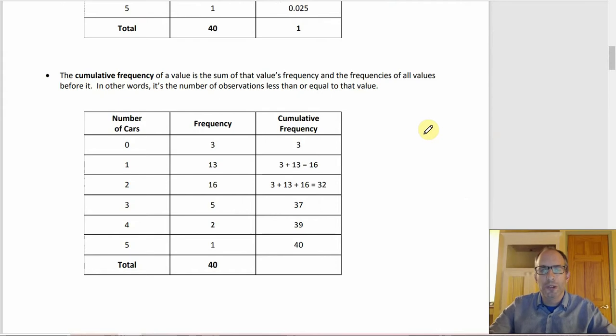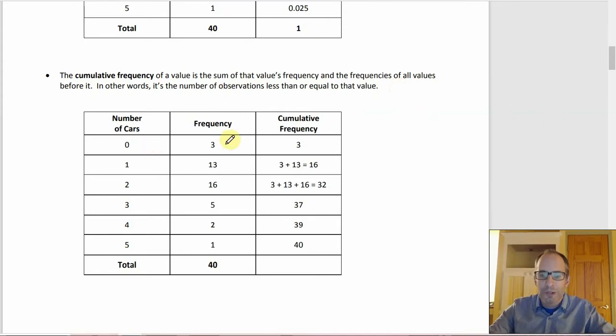It's sort of like a cumulative exam, right? Like if you have a class with a cumulative final, then that means it covers everything, right? It covers the new stuff and all the old stuff. Same idea with the cumulative frequency: it's the frequency of that value plus all the frequencies that came before, right? So just like a cumulative final. Another way to put it would be that it's the number of observations less than or equal to that particular value that you're looking at.